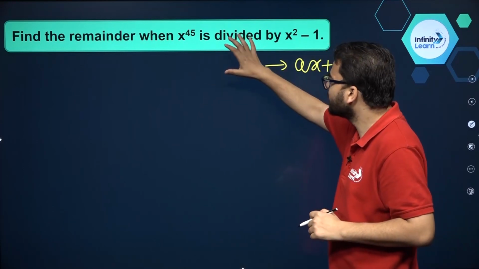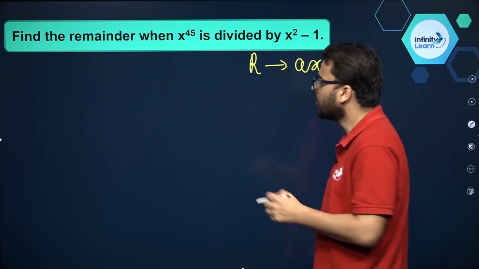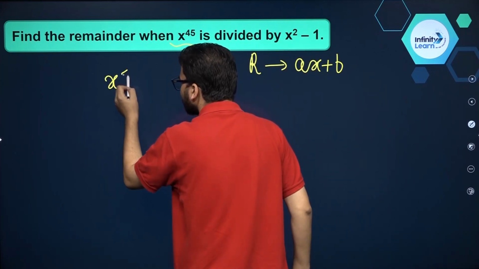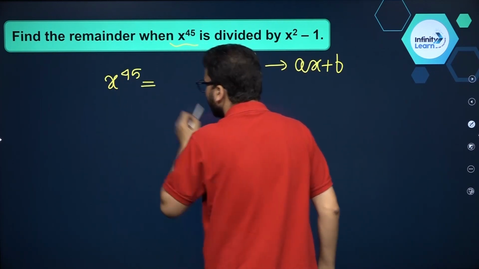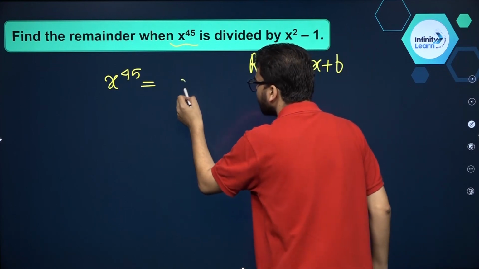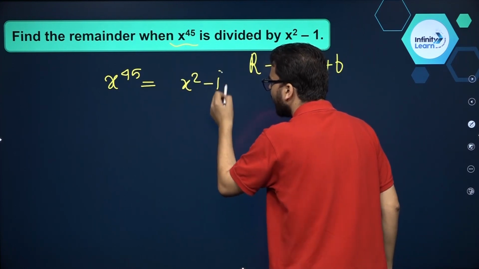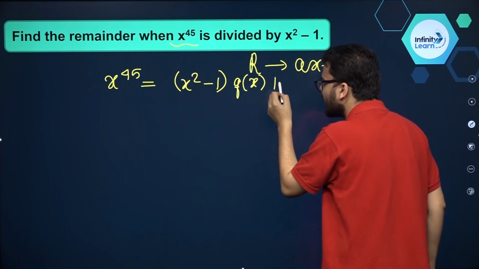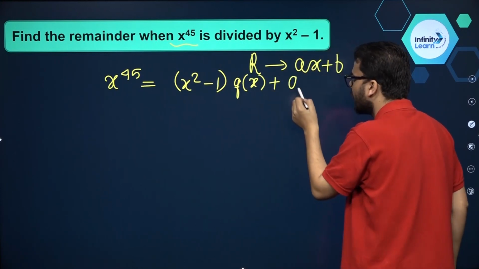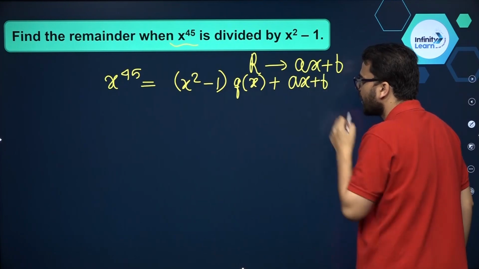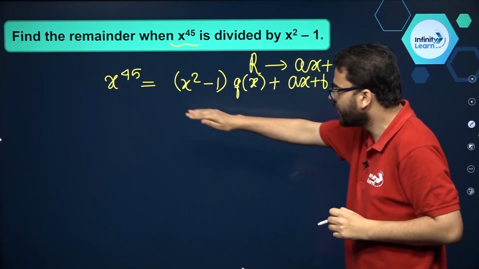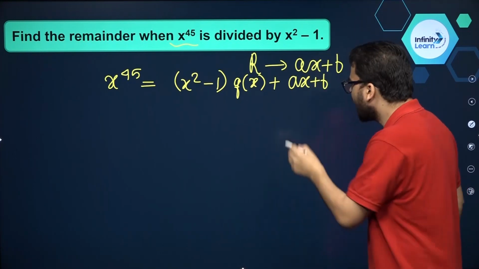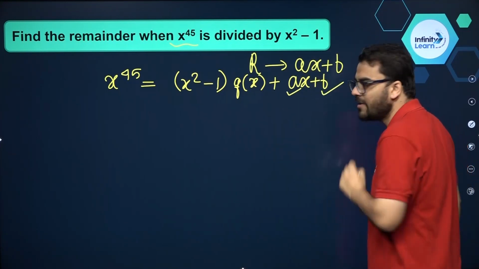And now we can use the division algorithm over here. So over here you see, this is the dividend because you are dividing this x raised to the power 45. Dividend is equal to divisor, x square minus 1, into quotient you don't know. So suppose it is q of x, plus remainder. So remainder over here is ax plus b. I hope this statement is clear. Dividend is equal to divisor into quotient plus remainder. It means we have to find the value of a and b over here.